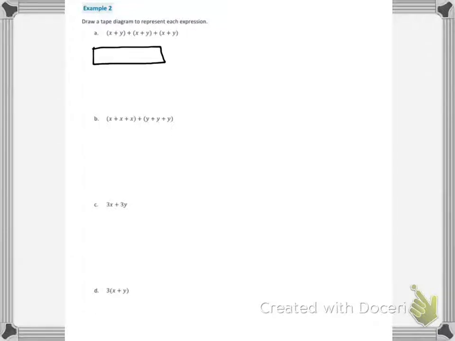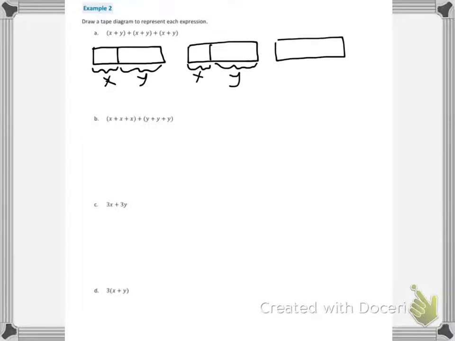Let's just make this x a little bit smaller than y. I don't know exactly why, but we are. There's x plus y, and then this is going to be another x plus y, and then another x plus y. All right. x plus y plus x plus y plus x plus y.